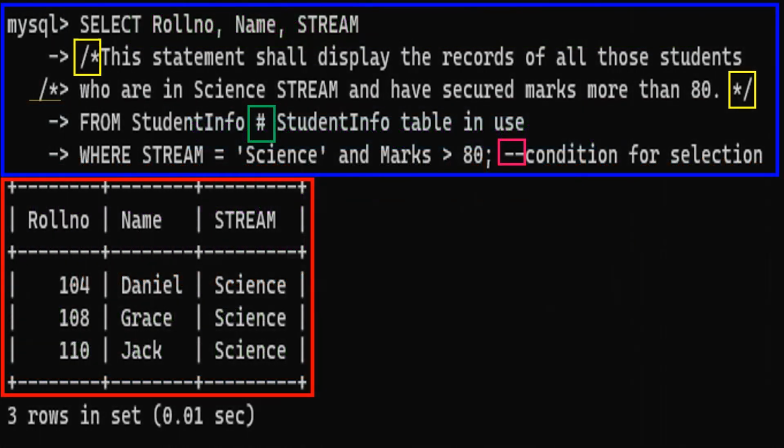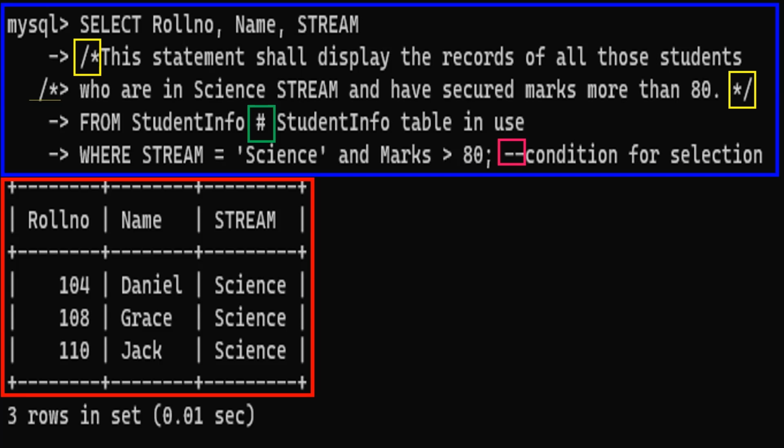Let's see an example. Look at the blue box. In the MySQL prompt, we type the statement, select role no, name, stream. Now, look at the second line. We use the comment style /*, marked in yellow box for your reference, and we write the comment text inside. Let's read the statement. This statement shall display the records of all those students. Now I want the remaining statement in the next line, so I press the enter key.